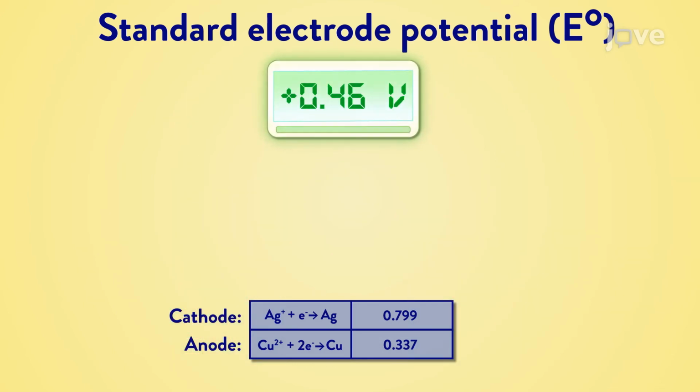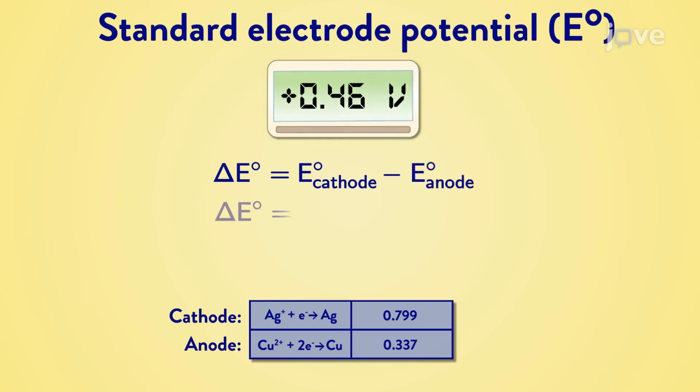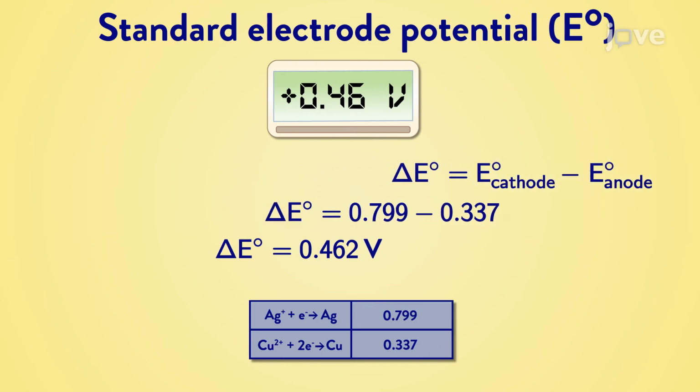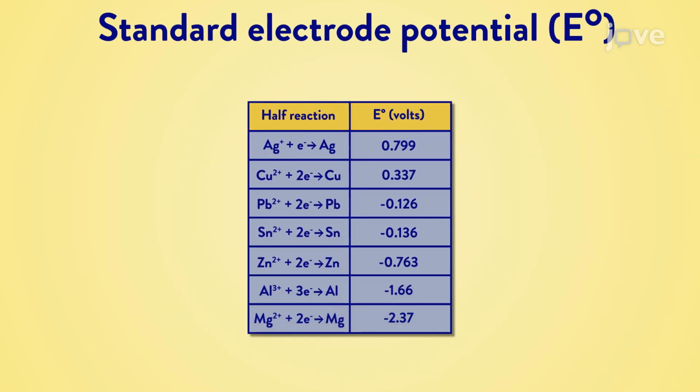The magnitude of the voltage produced is equal to the standard potential of the cathode minus the standard potential of the anode. So if two metals with similar standard electrode potentials are used in the galvanic cell, like lead and tin for example, the magnitude of voltage produced will be low. If the metals have different standard potentials, like silver and magnesium, the voltage produced will be high.